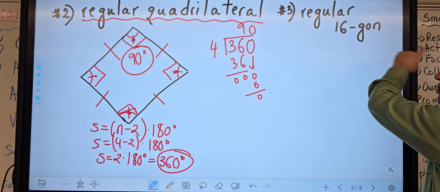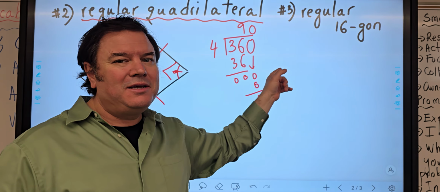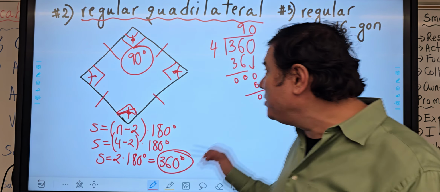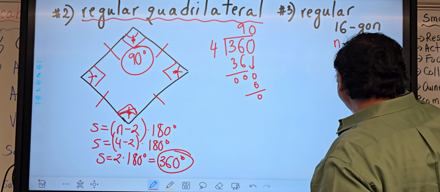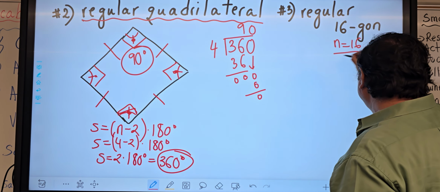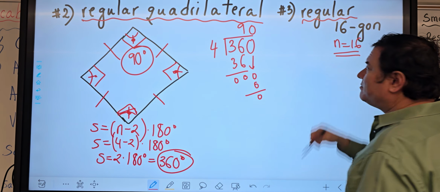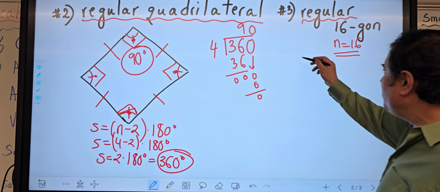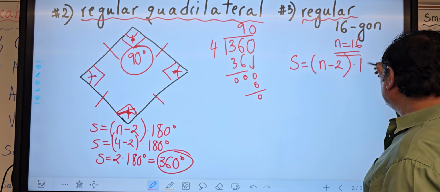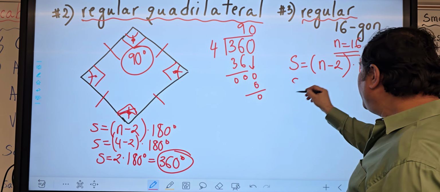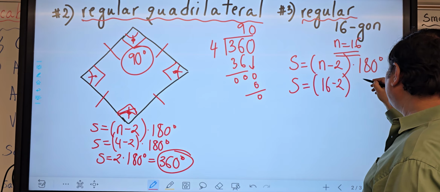Regular 16-gon, right? So that shape is going to have 16 sides. But we're not going to draw those 16 sides, but we know that in this case, n equals 16, because we have 16 sides. And again, this polygon is a regular polygon. So again, we use the formula S equals n minus 2 times 180. And n, in this case, is 16. 16 minus 2 times 180.